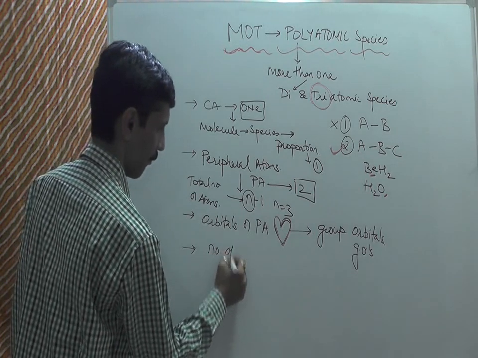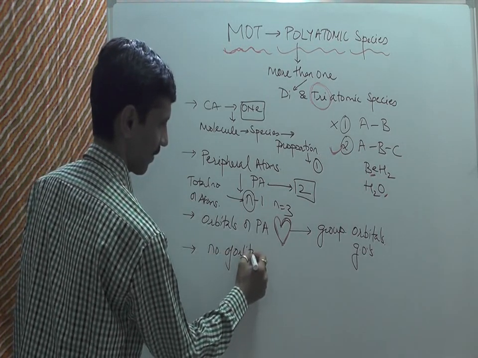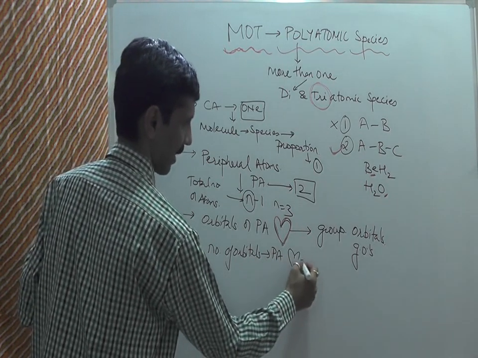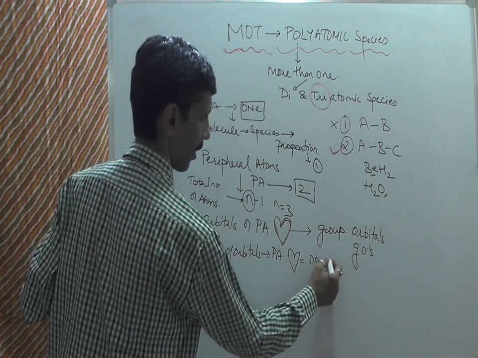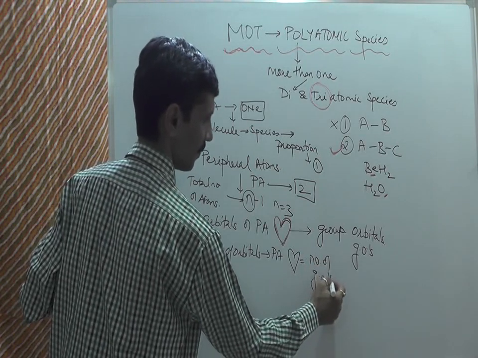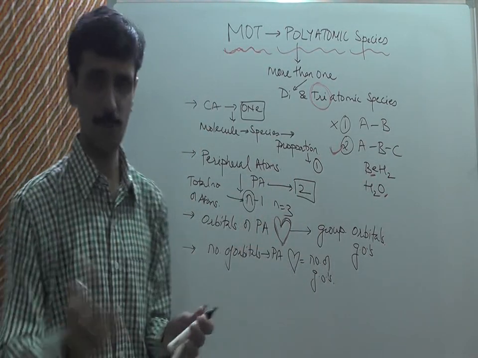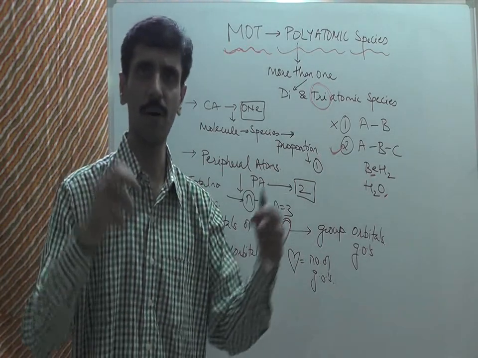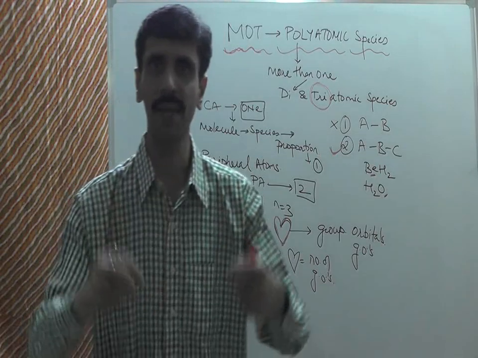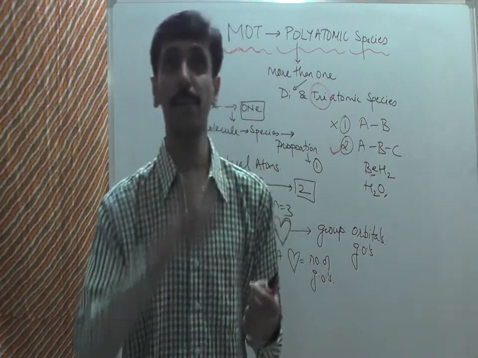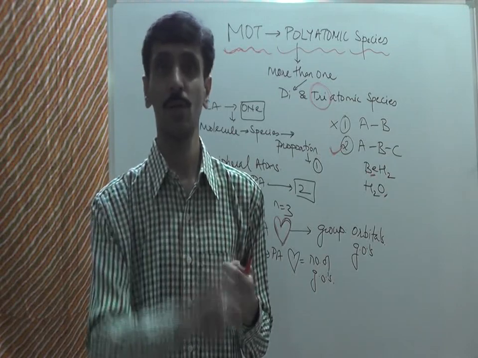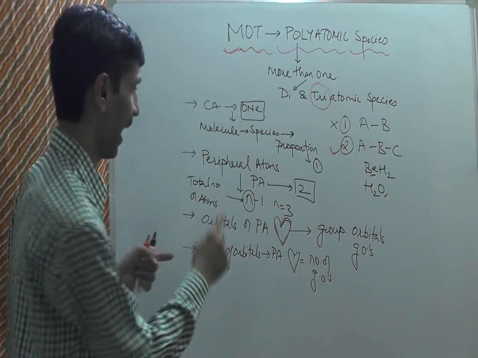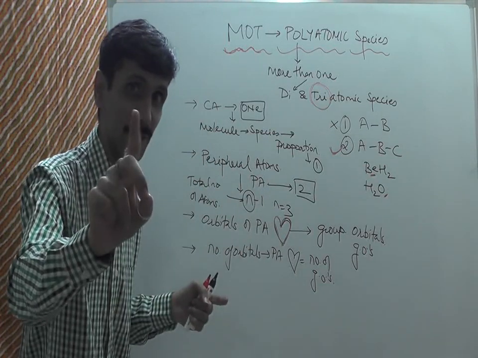Next condition is the number of orbitals of peripheral atoms combining is equal to the number of GOs. Okay? I hope you understood this. This is very self-explanatory, as I said, the group orbitals are going to be formed by the combination of the orbitals of the peripheral atoms. So whatever the number of orbitals of the peripheral atoms, it's not the number of peripheral atoms, my dear friends.